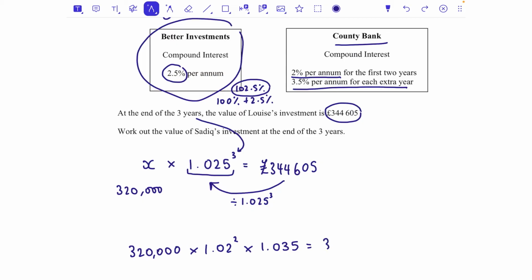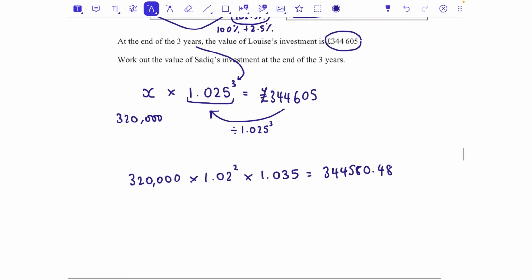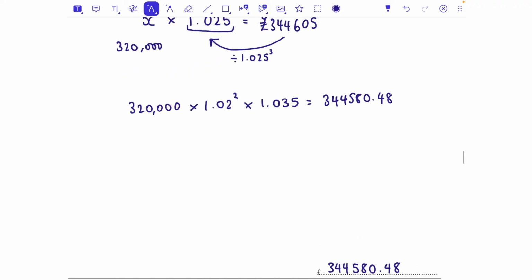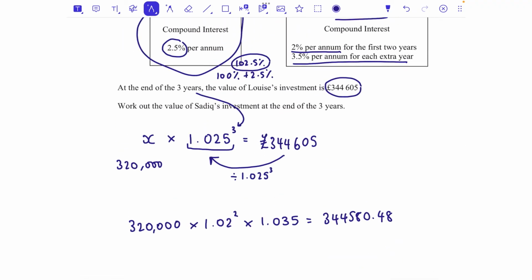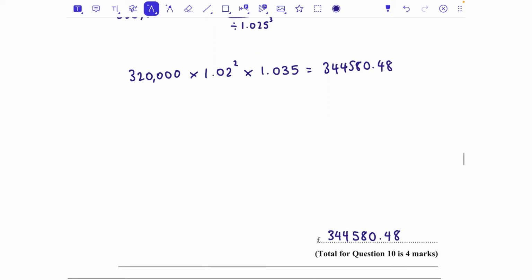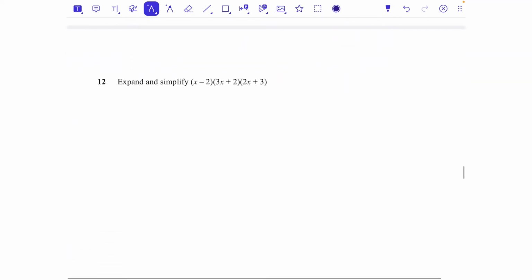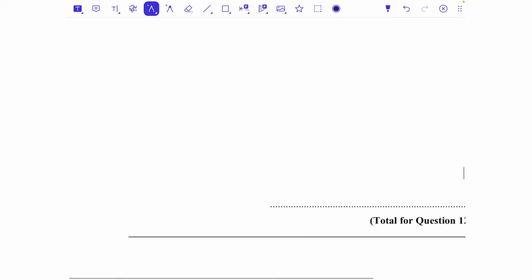And that gives me 344,580.48. And because it's money, I'm going to leave it as 2 decimal places. If it was more decimal places or less, we would want to make sure it had 2 decimal places because it is money. There we go then, £344,580.48. Be aware that sometimes on these questions it says, how much interest did Sadiq earn? You'd then have to subtract the 320,000 away to get your final answer for full marks. Just be really aware of that. But on that one, it didn't. We're all good. Okay, question number 12, and we're expanding 3 brackets.